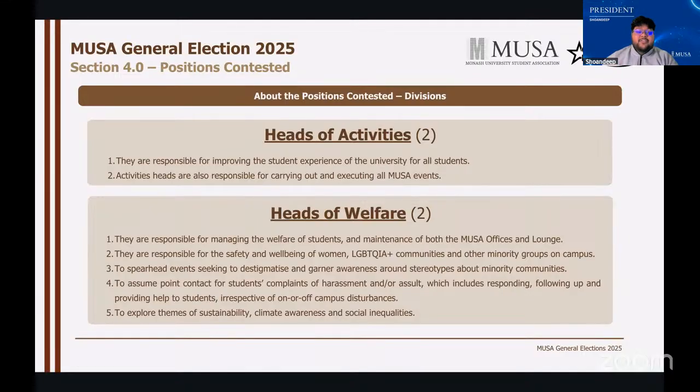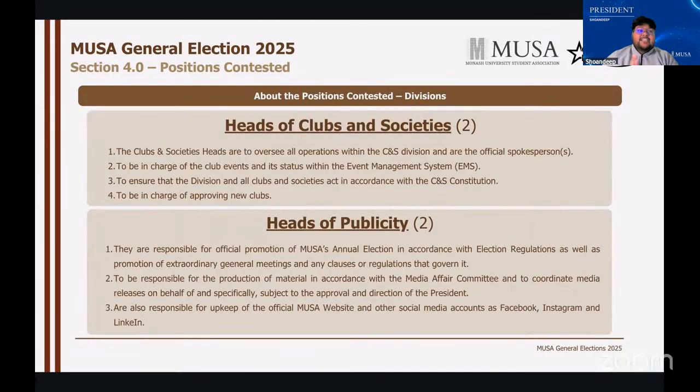So now we'll proceed to the next one, which is the heads of clubs or societies. So now this is a very big division. If you are unaware, Monash has a lot of clubs and societies. I believe 60 or plus. I don't remember the number off the top of my head, but there are two people in charge overall of CNS.